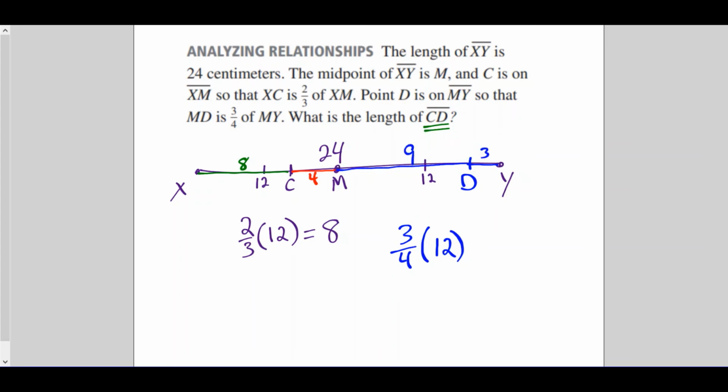We want to know the length of CD, which means we're adding together. I guess we don't really even need that this is 24 right now. We just needed that to figure out that these were 12, and we don't need that anymore either. We're really just counting from there to there, which means that CD has a measure of 13.